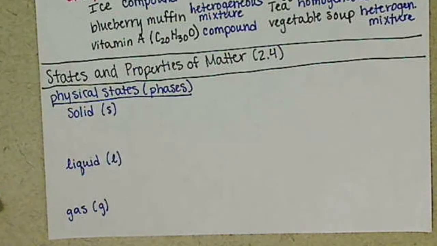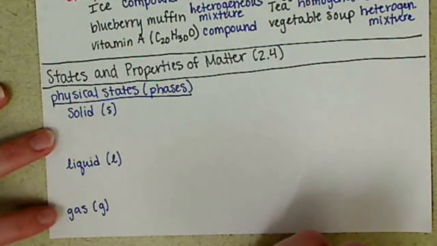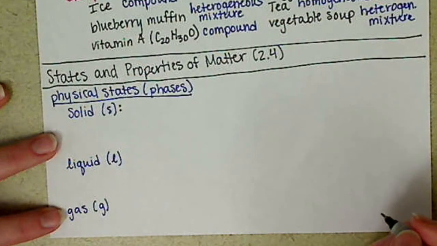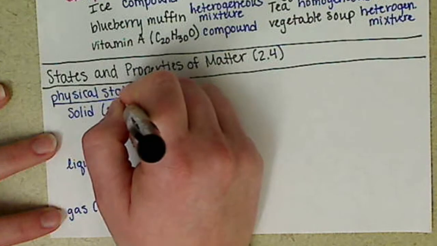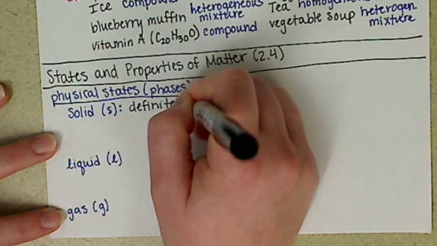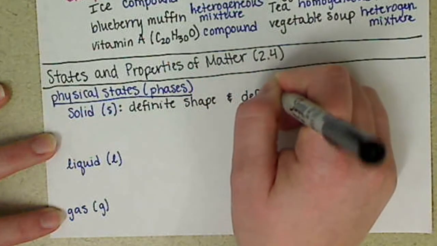So there's a table in your book that goes through the characteristics of solids, liquids, and gases. You'll want to consult that. I'm just going to pull out 1 or 2 properties for each of these different phases, but you'll definitely want to look at the other ones. Whenever we're looking at something that's solid, one of the things that defines it is that it is going to have a definite shape and have a definite volume.